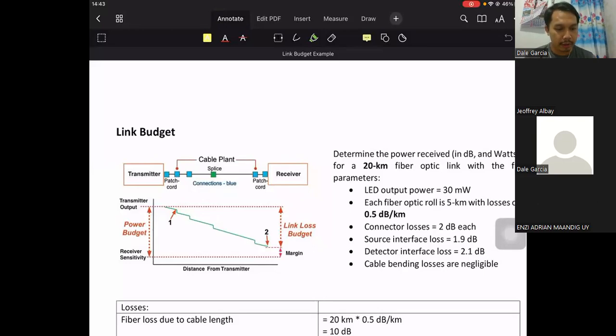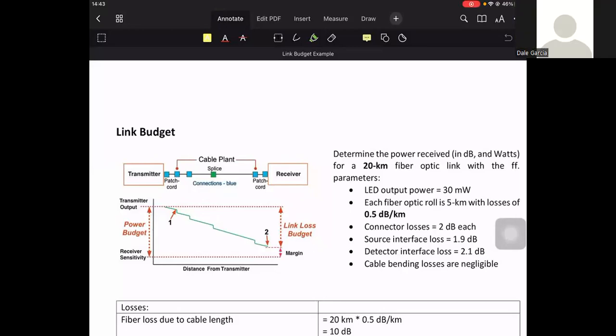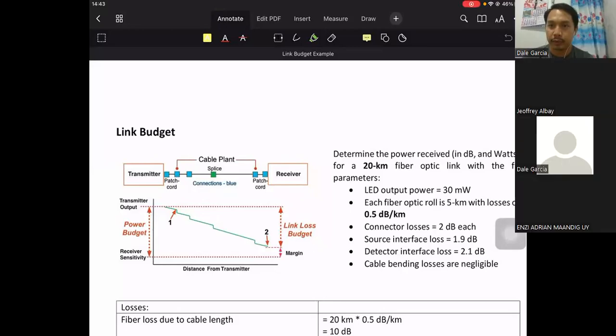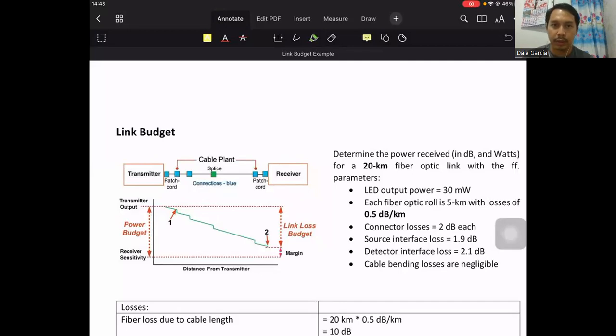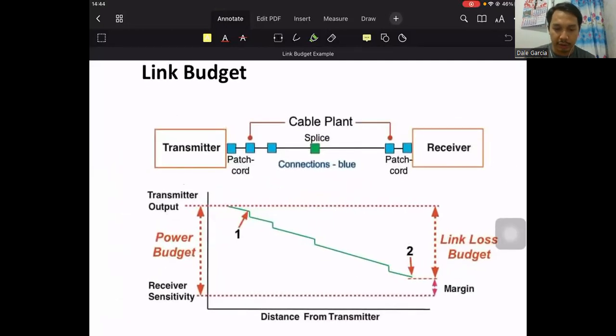Everyone. So our topic for today is link budget, budget calculations for fiber optic systems. So the idea of link budget class is, for example, this one.